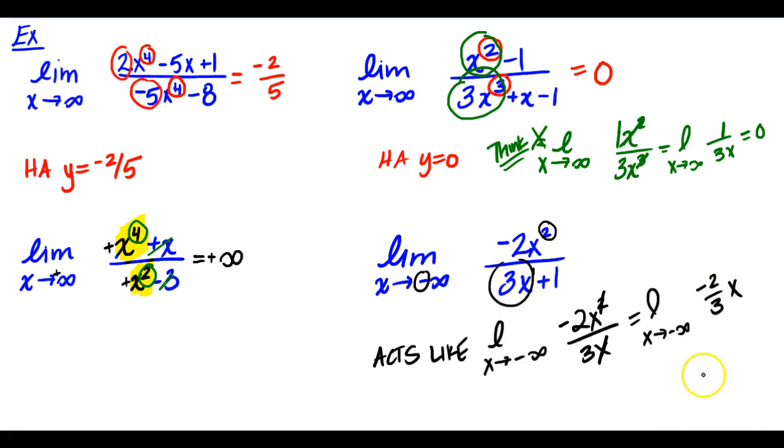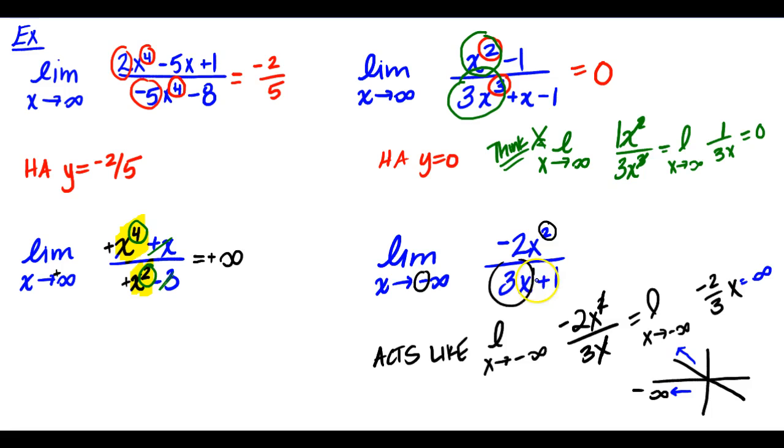So let's think about negative 2/3 x. That's a line with a negative slope. So negative 2/3 x looks something like this. What happens when I think about where the y values are going when I plug in negative x values? As I head in the direction of negative infinity, where do my y values go? They go up to positive infinity. So here, the answer is positive infinity.